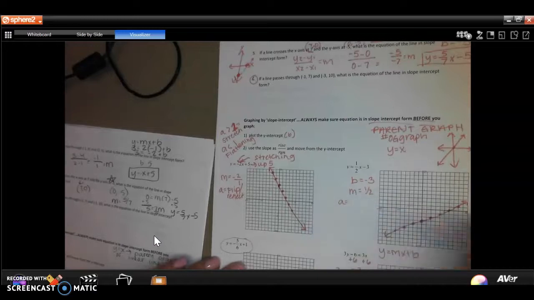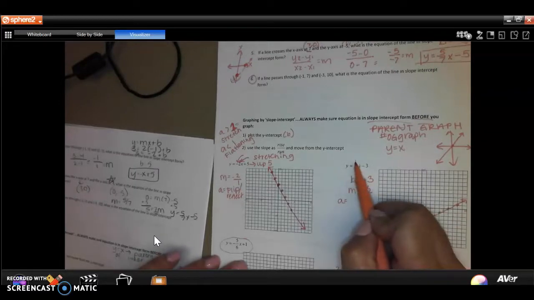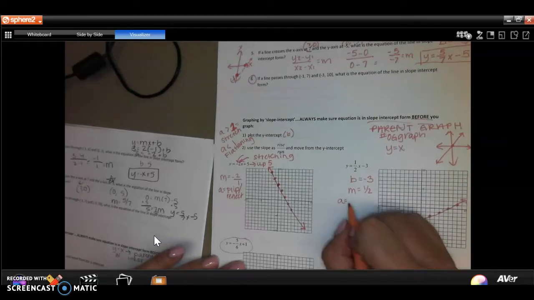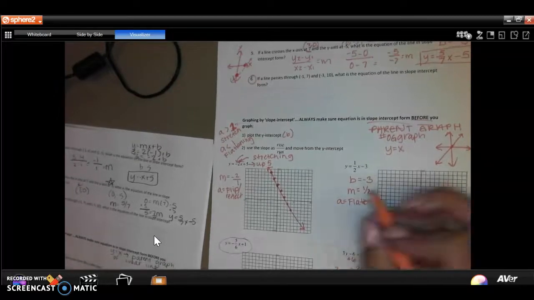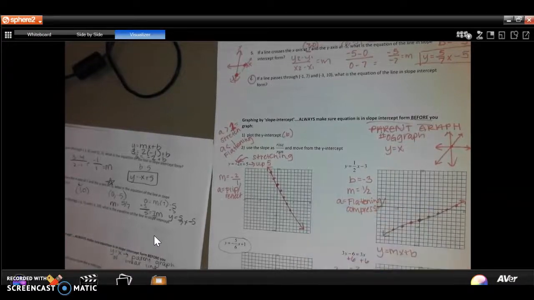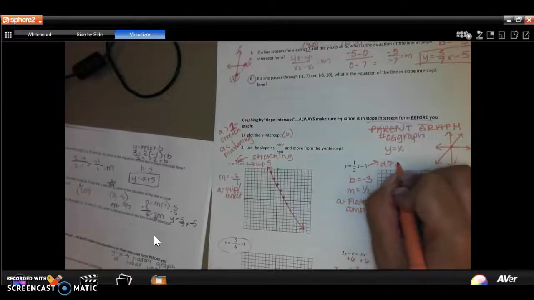Let's look at this one. My a is not negative, so it's not reflecting, which makes sense because it's going up. It's a positive incline. My a value is less than 1, which means my steepness is flattening or compressing. And my graph is going down 3 from the original.